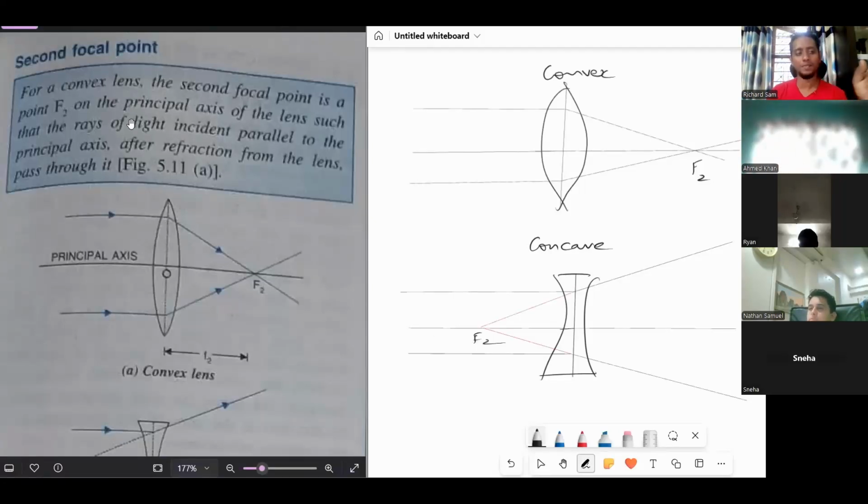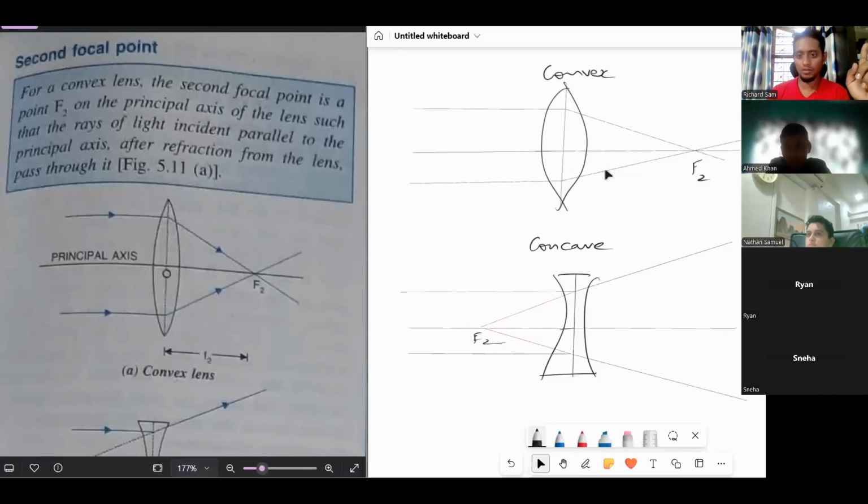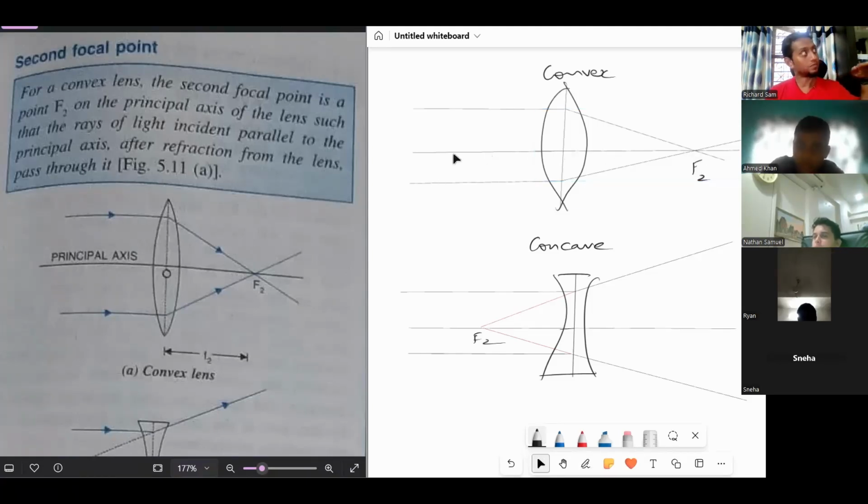All right, let's read this definition once again. Beryl, read this definition loudly. For a convex lens, the second focal point is a point F2 on the principal axis of the lens such that the rays of light incident parallel to the principal axis, after refraction from the lens, pass through.